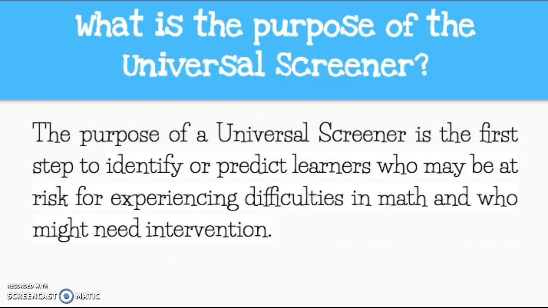And the purpose of the Universal Screener is just our first step in looking for learners, or predicting learners, who may be experiencing difficulties in math or may be at risk in certain areas. And then it helps us guide and plan interventions that we can provide for those learners to help give them some extra support to fill in those missing gaps that they may have in targeted specific ways in math.